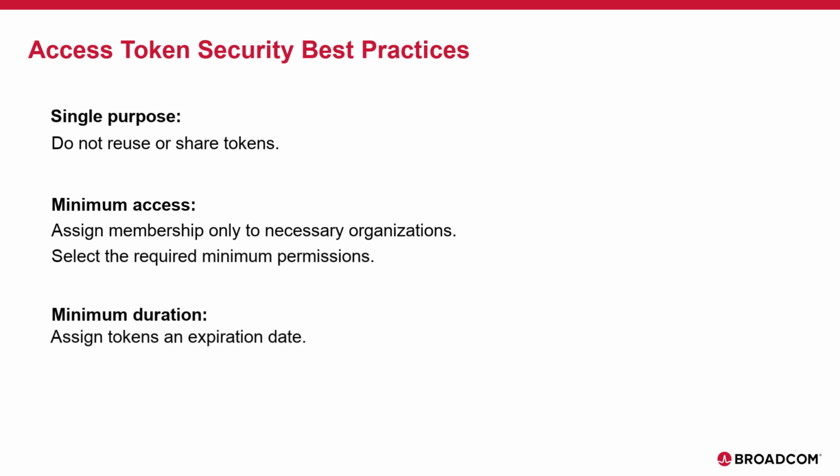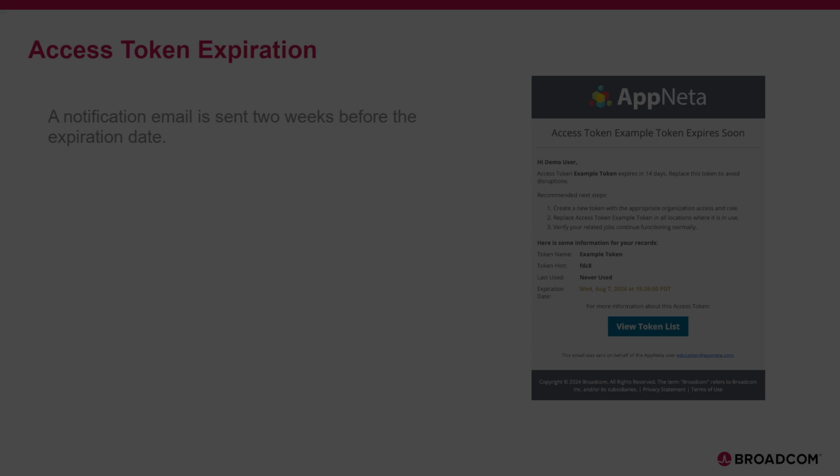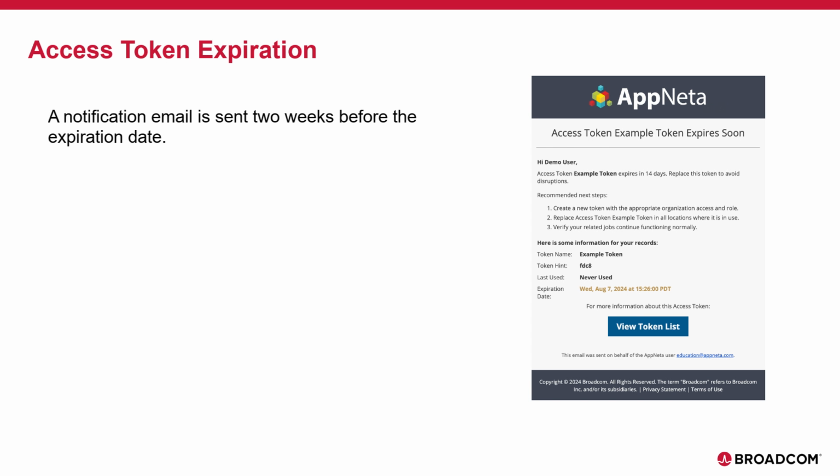A token should only remain active for the minimum required duration and should be assigned an expiration date as early as possible for its purpose. For use in a process without an end date, such as integrating AppNeta with another tool, pick a regular cadence to replace the token and set the expiration date accordingly. 2 weeks before the token expires, AppNeta will send a notification email to the user who created the token with a reminder to replace the token in any active processes.